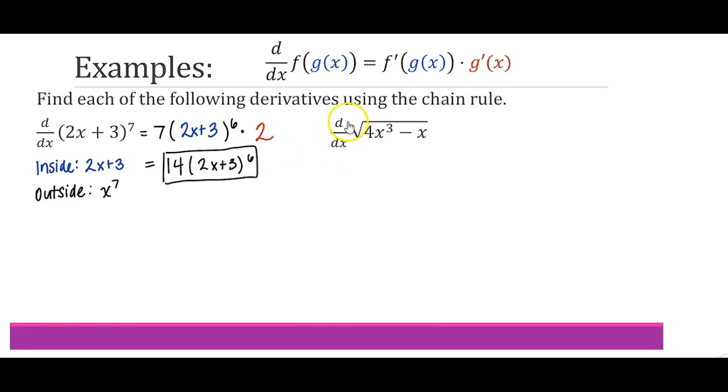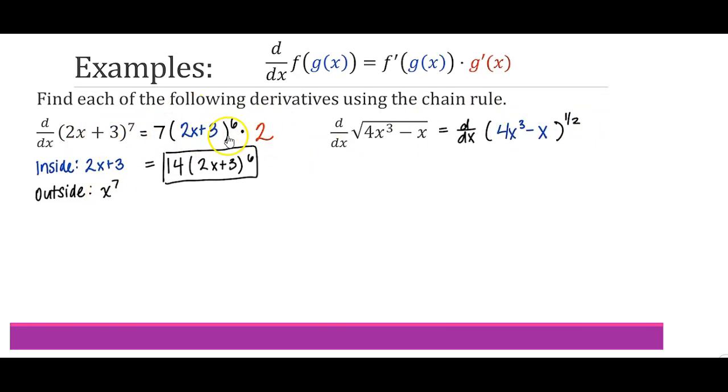In this example, I want the derivative with respect to x of the square root of 4x cubed minus x. I again have a composition. Before I start to apply the chain rule, I'm going to rewrite this as the inside quantity 4x cubed minus x all raised to the power of 1/2. So now, although we could follow the same process of writing out what's the inside and what's the outside, what I want to do is start to shorten this process. As we said, the outside function is going to be x to the 1/2, similar to how over here we had x to the 7th.